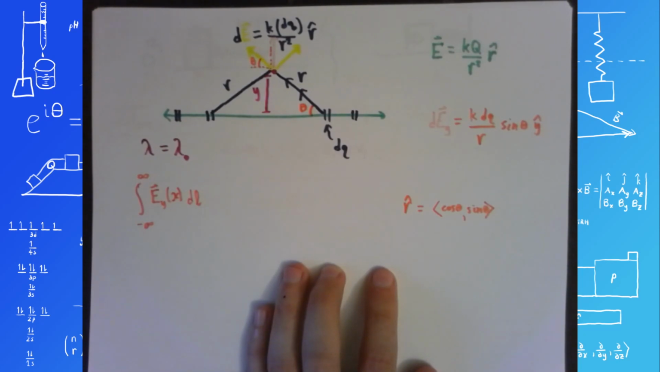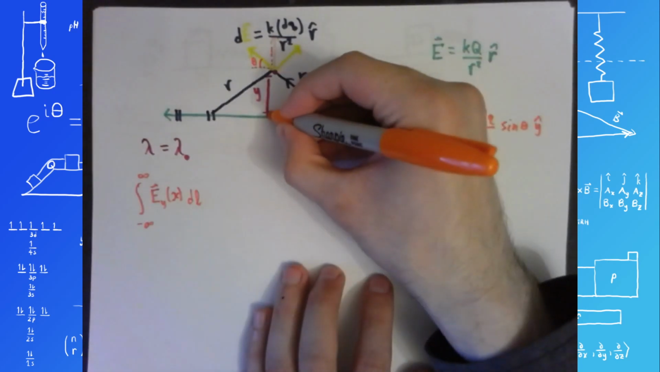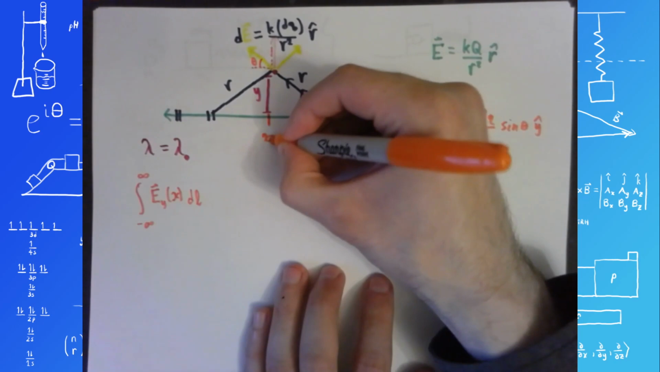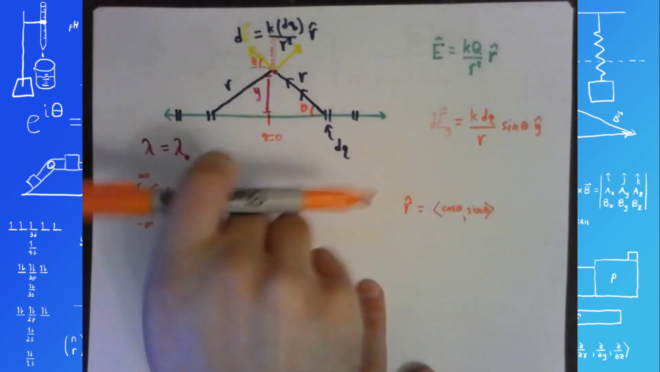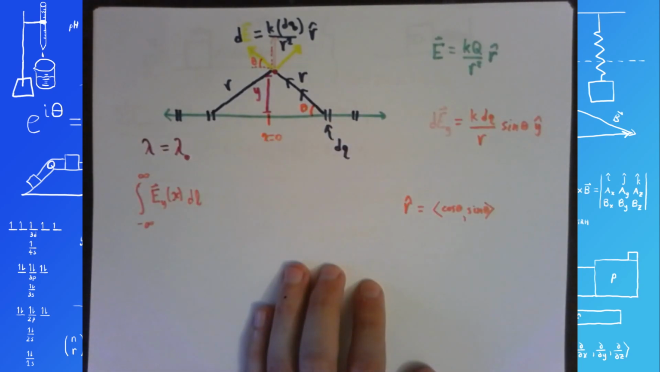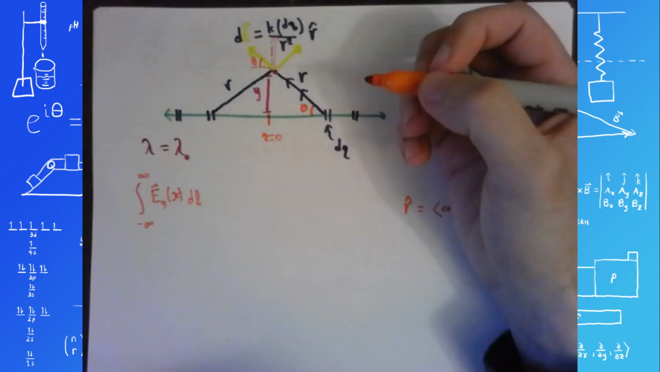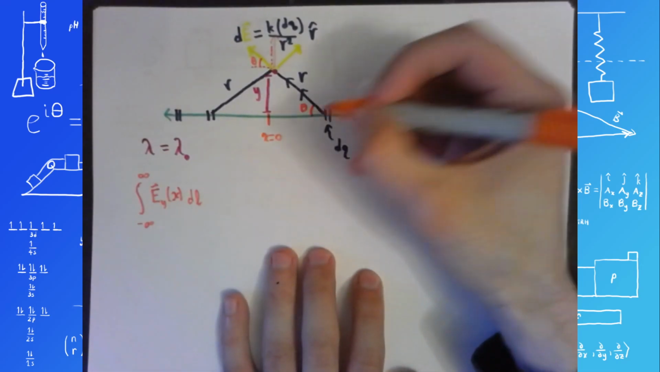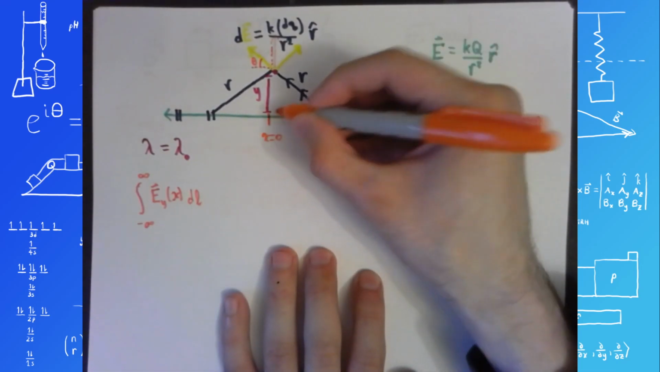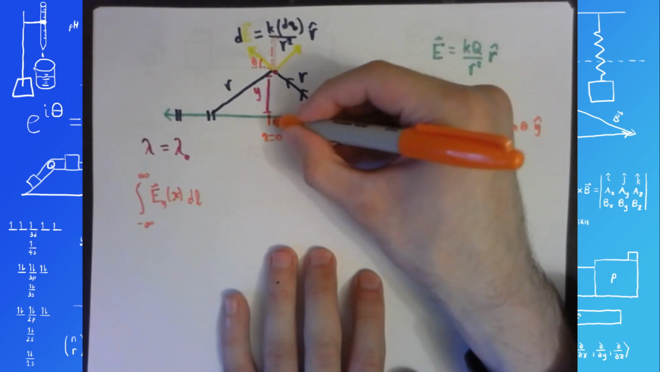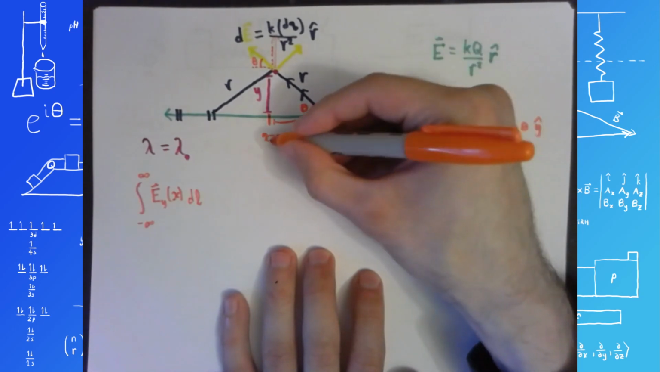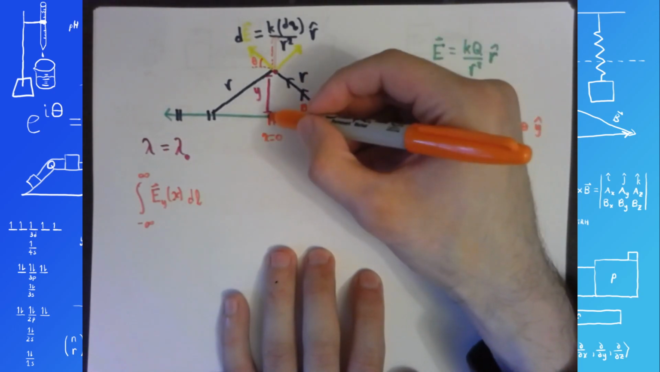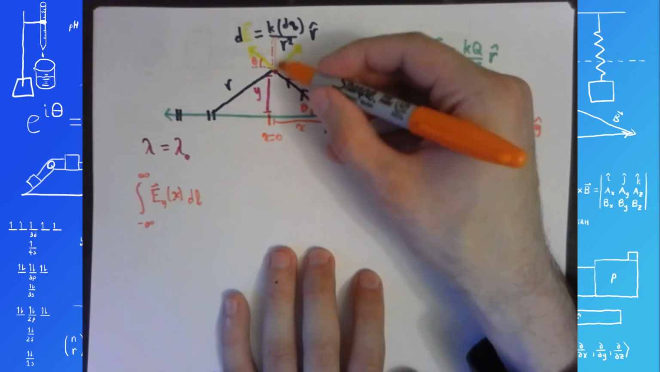Let me start with defining R in terms of x. So I'm going to say that this is the point where x equals 0. And then everywhere to the left of that point we're going to have negative x's. Everywhere to the right of that point we're going to have positive x's. Okay, so at some given time we're going to be a horizontal distance x away from our point of interest.